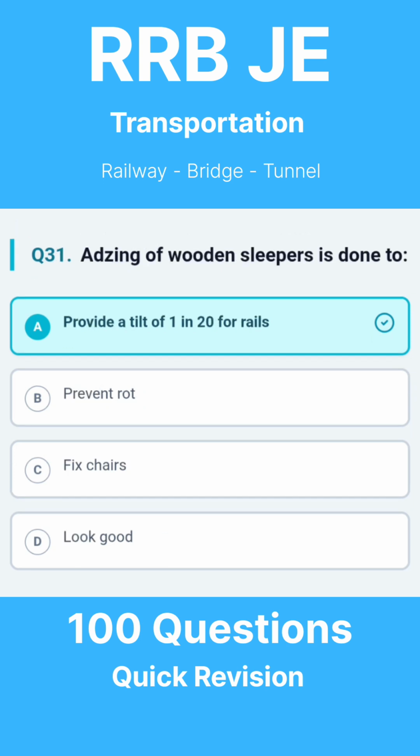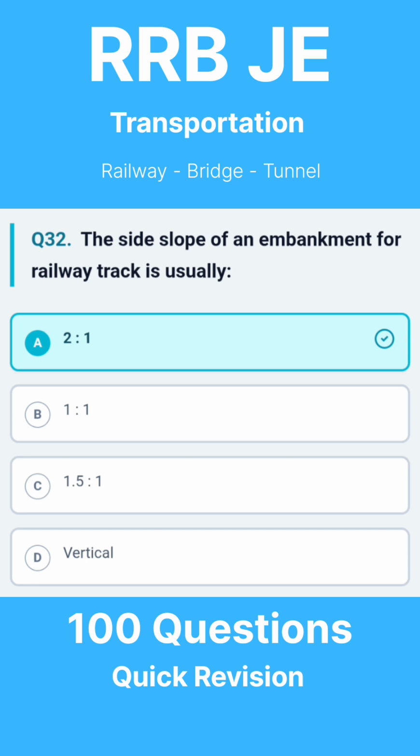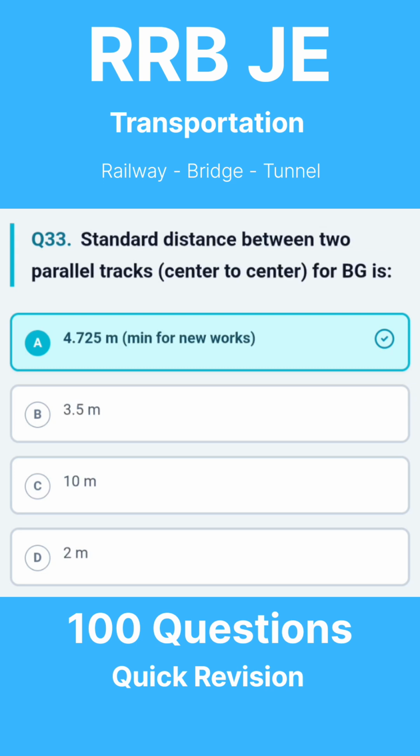Question 31. Adzing of wooden sleepers is done to. The correct answer is provide a tilt of 1 in 20 for rails. Question 32. The side slope of an embankment for railway track is usually. The correct answer is 2 to 1. Question 33. Standard distance between two parallel tracks, center to center, for broad gauge is. The correct answer is 4.725 meters minimum for new works.